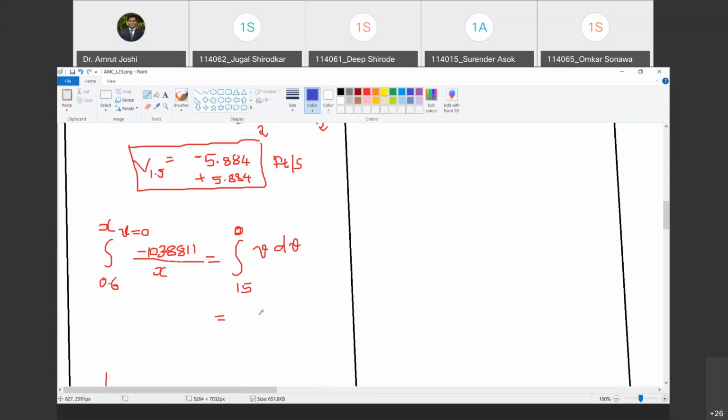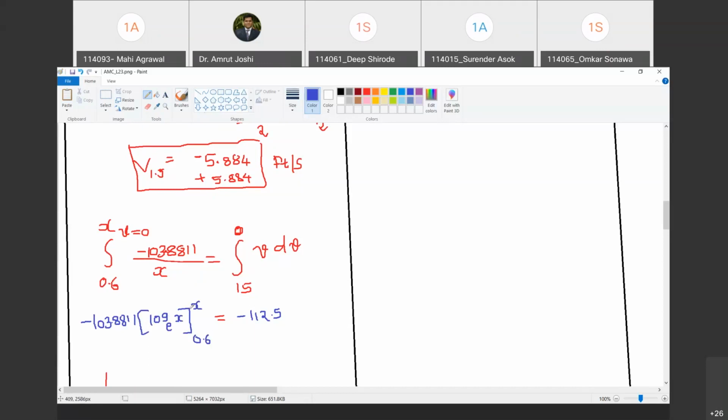So what is the right hand side, Mahi? Evaluation of this integral. It's minus 112.5. And what is the left hand side? It is going to be minus 103.8811, into bracket log to the base e of x, and you have limits 0.6 to x. Do you agree? Yes, sir.